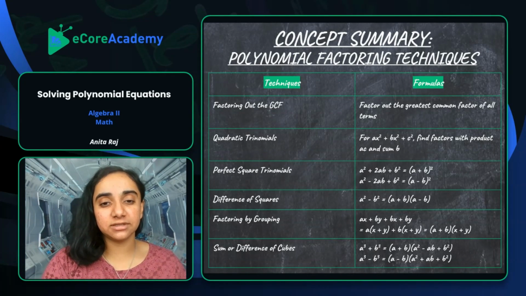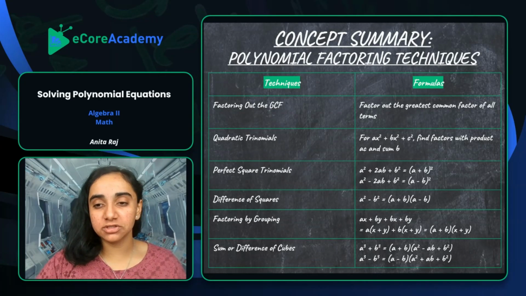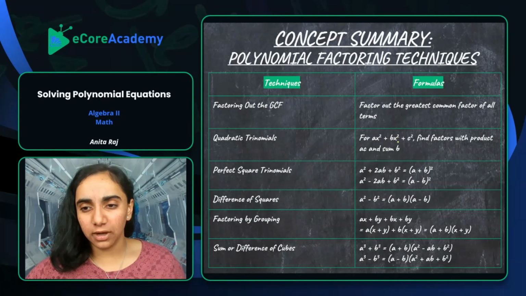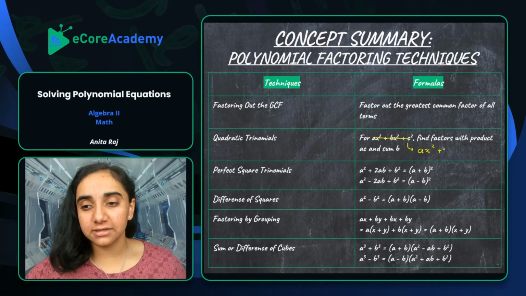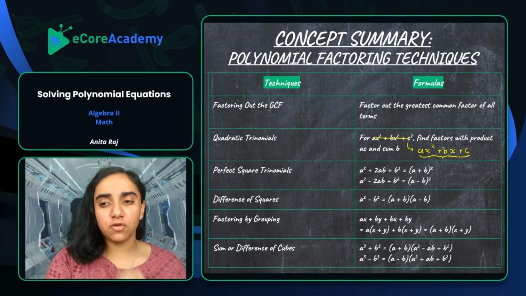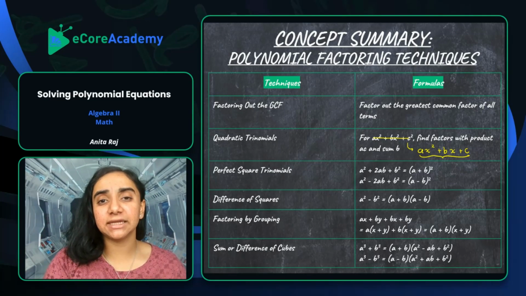Then we're going to be talking about a scenario called quadratic trinomials. That's when you have ax squared plus bx plus c. I don't know why it says plus c squared here; this is supposed to say ax squared plus bx plus c. This is your quadratic trinomial. You should be pretty familiar with that. That's quadratic standard form.